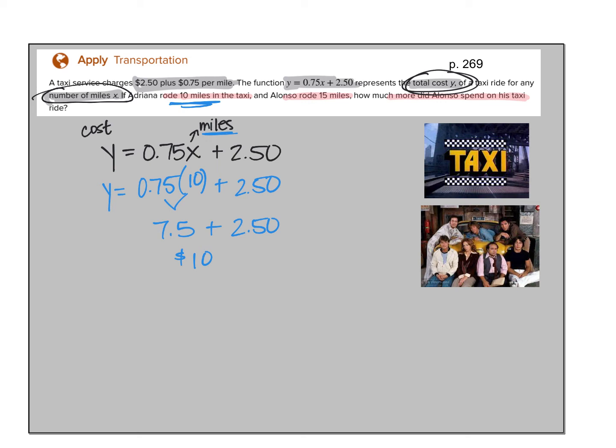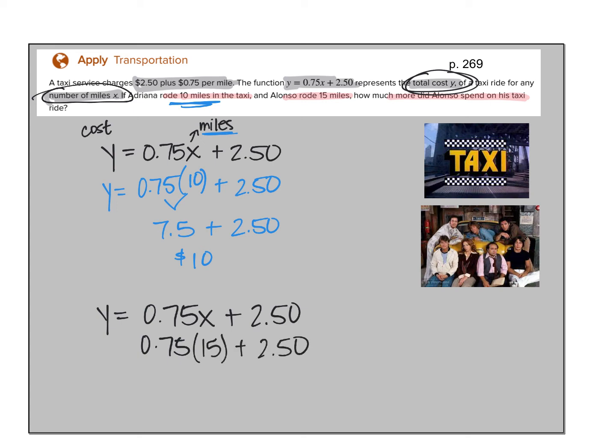All right, now I'm going to do the same thing for Alonzo. So same equation. Now this is just one way to do it. I'm going to plug in, he rode 15 miles. So I'll put a 15 there for x. And now I'm going to work this out. If I work this out, I end up with a total of $13.75, because 0.75 times 15 was $11.25, and then plus the 250.